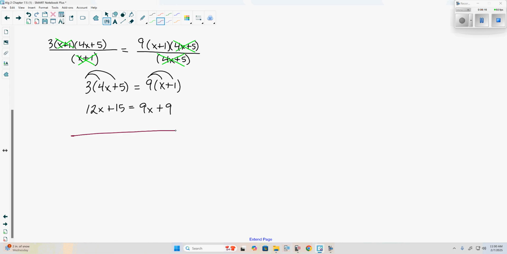So we would need to move the 9x over, yes? And since the 9x is positive, we can subtract it. Because on the right-hand side, 9x minus 9x is 0, leaving us with 9. On the left-hand side, 12x minus 9x is going to be 3x plus 15.